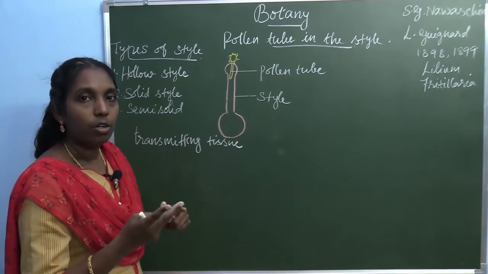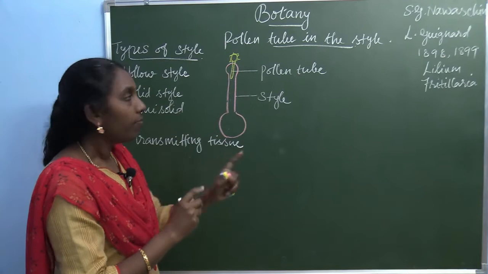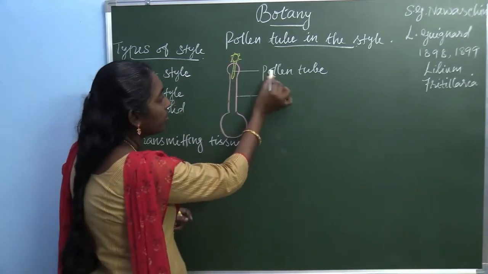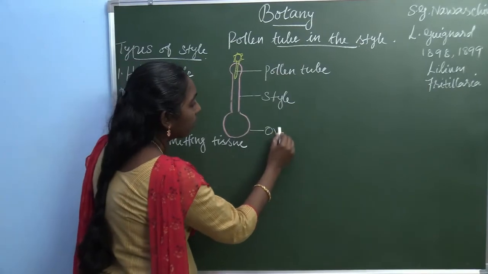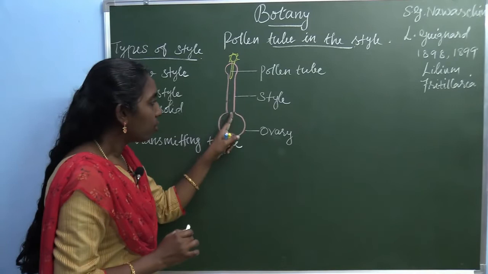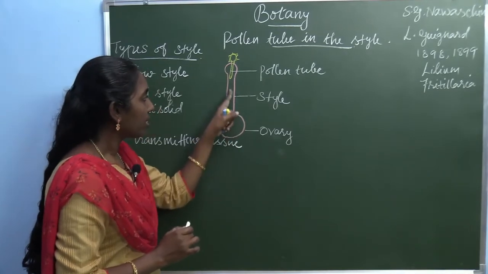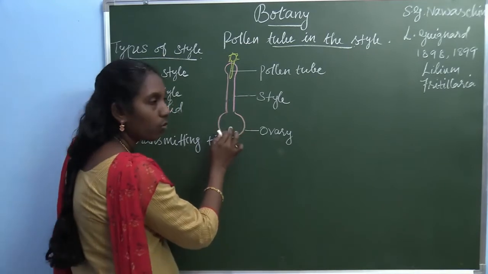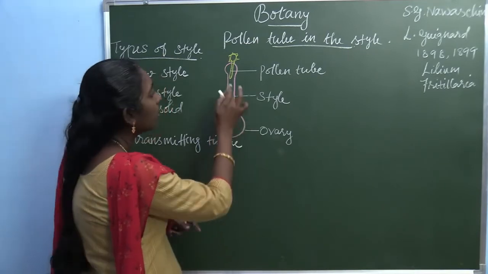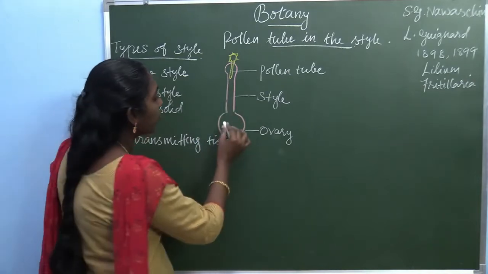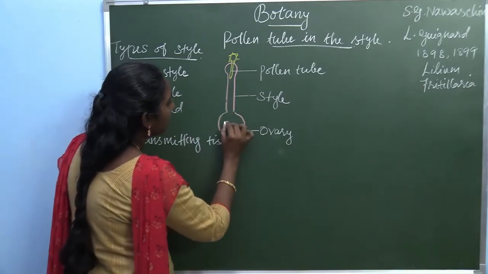Now, second topic is entry of pollen tube into the ovule. Here is the stigma, style, and this is the ovary. The pollen tube germinates, and travels along the length of the style and enters into the ovary. Inner to this ovary, ovule and embryo sac are there. So, the pollen tube has to reach the embryo sac. Here is the embryo sac.